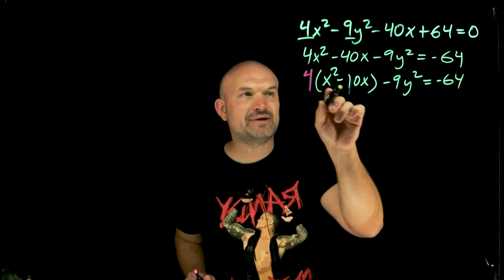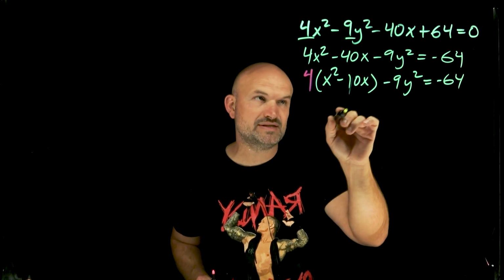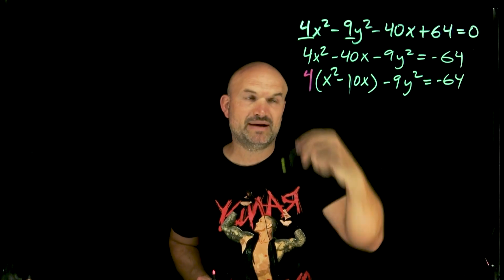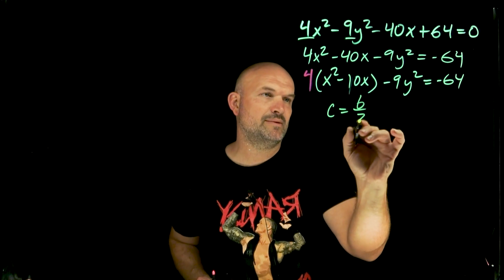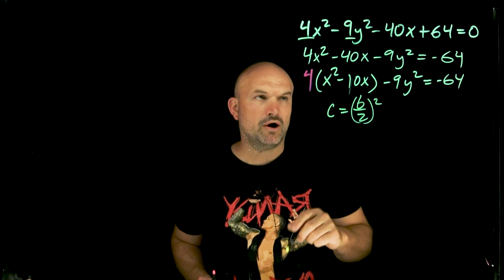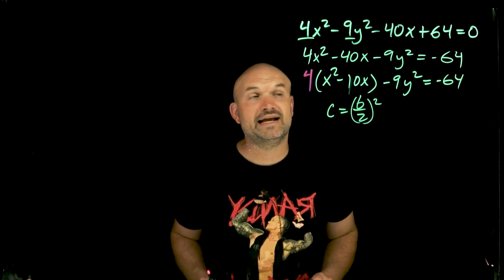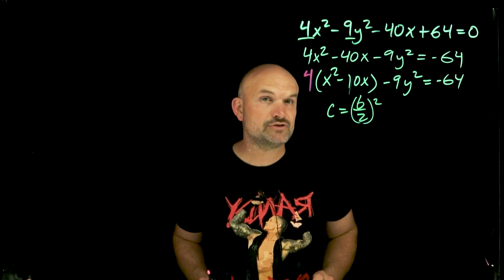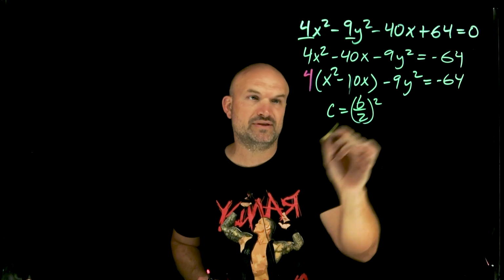Okay, so now what I need to do is find the value that's going to create a perfect square trinomial inside this parentheses. So you're going to take your middle term, divide it by 2, and then square it. Remember, c is equal to b divided by 2, quantity squared. All right, so what is that value? Well, negative 10 divided by 2 is negative 5. Negative 5 squared is going to be 25. That is going to be the value that is creating my perfect square trinomial inside this parentheses.